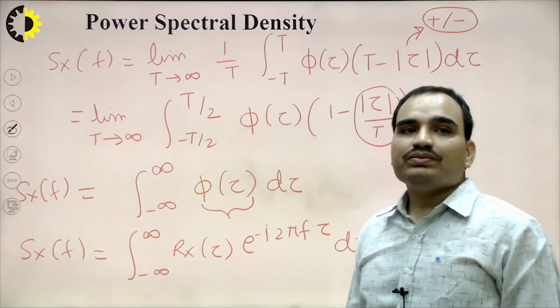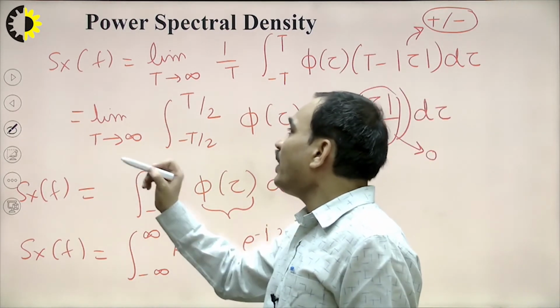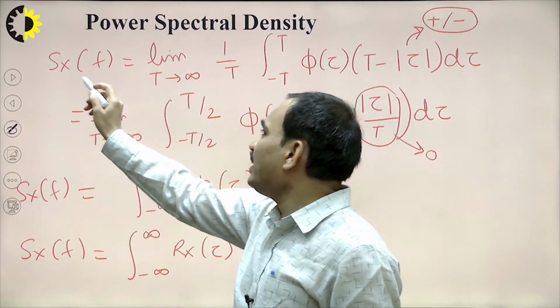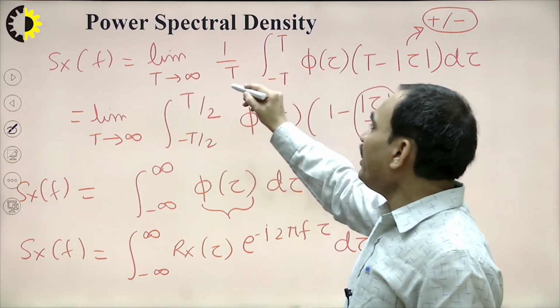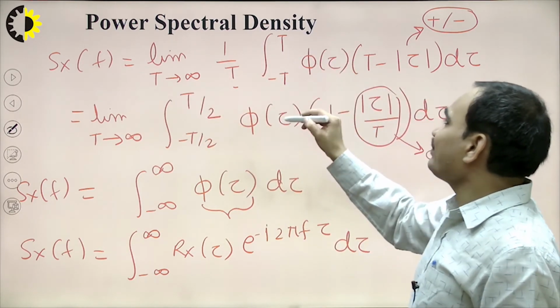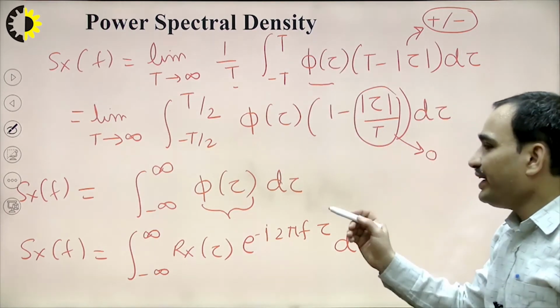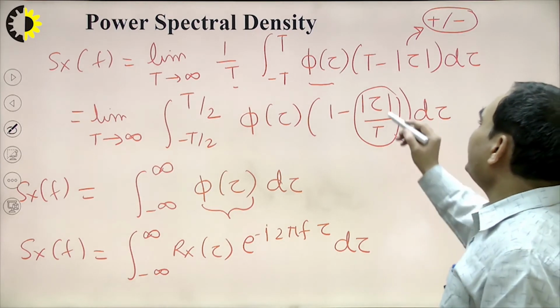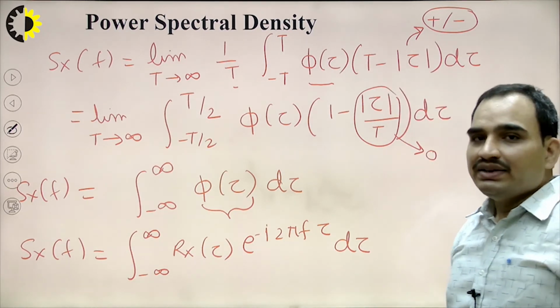Now let's define the power spectral density. So the power spectral density Sx(f) is given by the limit as T tends to infinity of 1 by T, and the integral is from minus T to plus T, and phi, which we have defined in our previous slide, and T minus the magnitude of the delay, that is tau.